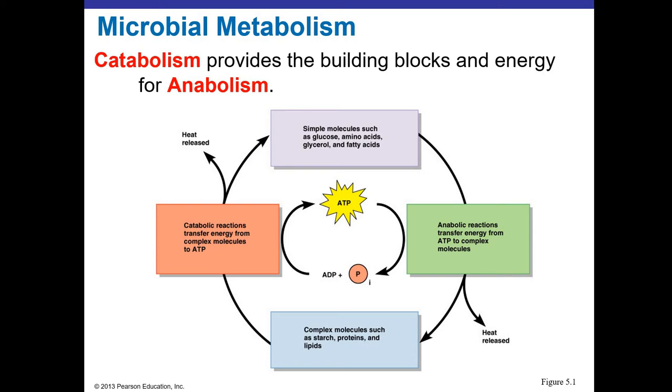So we start out with complex molecules such as starches and proteins and lipids. Catabolic reactions break them down into simple molecules such as glucose, amino acids, glycerols, and fatty acids when we talk about our larger lipids. These simple building blocks then, through anabolic reactions, are going to be used to make complex molecules, and the recycling continues. In the process, catabolic reactions release ATP, whereas anabolic reactions use ATP to build things.